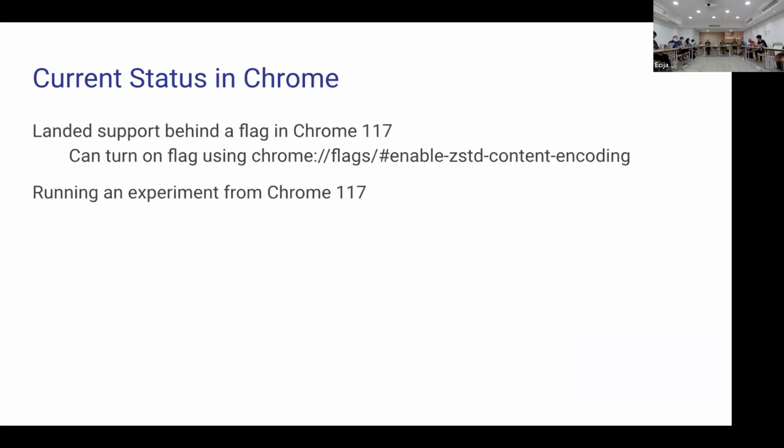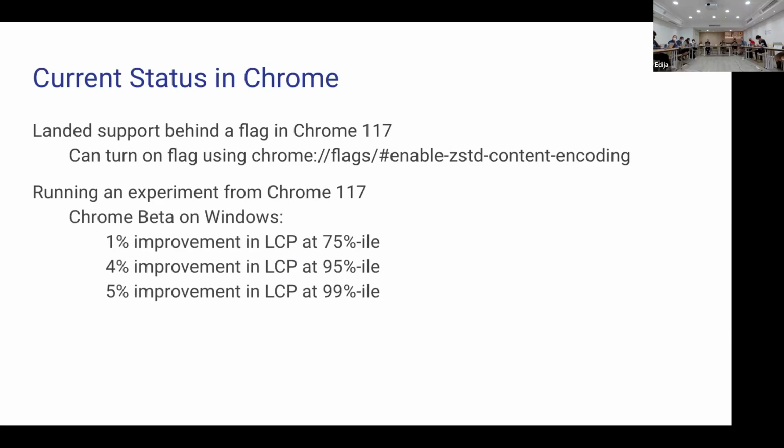Overall, we'll be able to provide faster page loads for end users, and there's lower costs for providers. Coming to the current status in Chrome, we landed support behind a flag in Chrome 117, and we're running an experiment in Chrome 117 as well. It just released to stable this week, so I don't have data I can share yet, but on beta, we've been seeing good results so far.